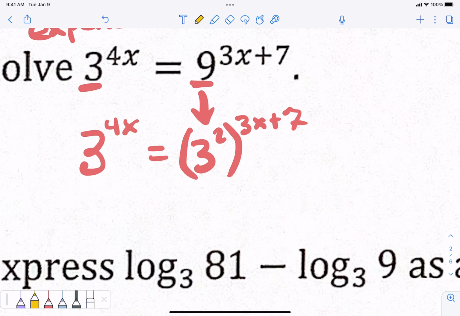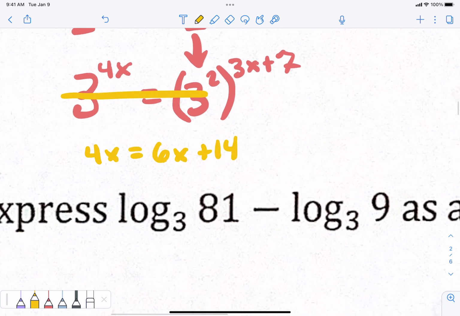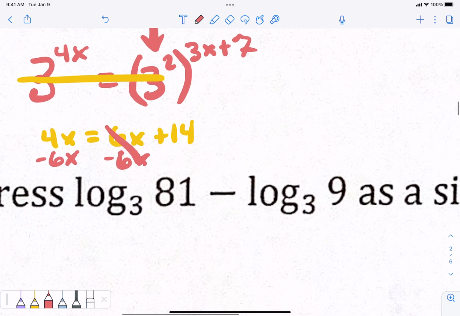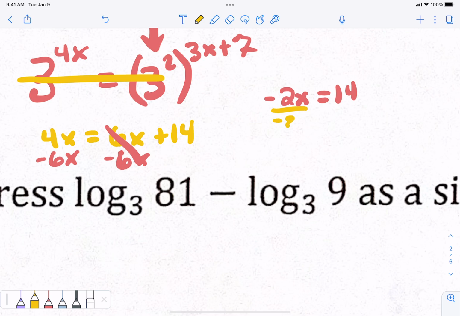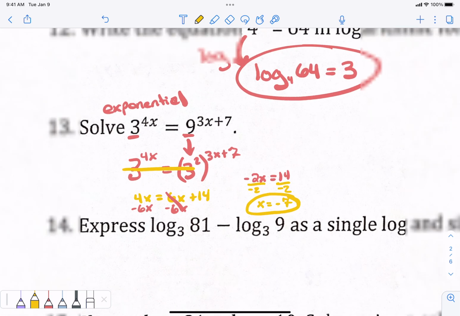Now the 3's cancel, right? So I have 4x equals, and what's on the right side? 6x plus 14. Then solve for x. I'm going to subtract 6x, and subtract 7. 4x minus 6x is negative 2x equals 14. Divide by negative 2. So x equals negative 7. Beautiful. Look at that.